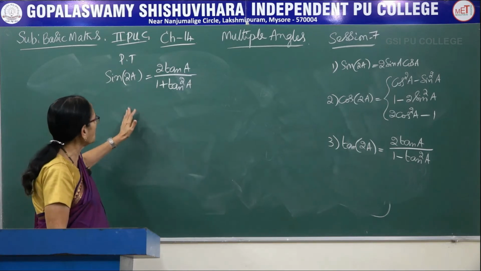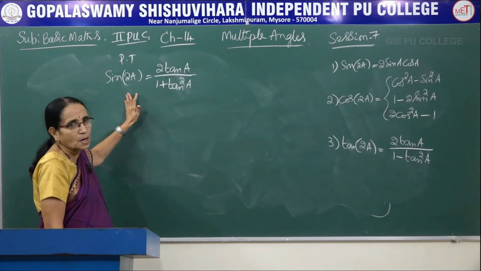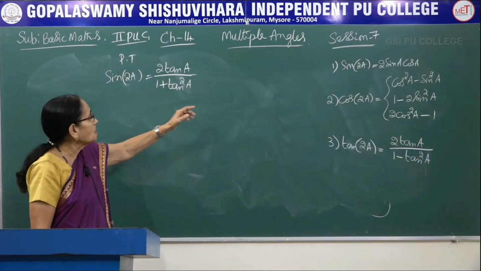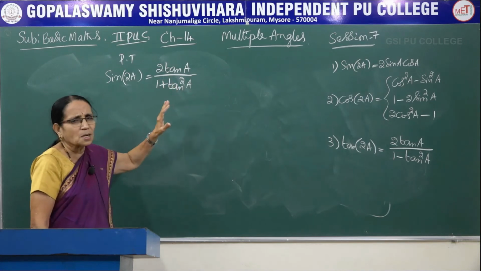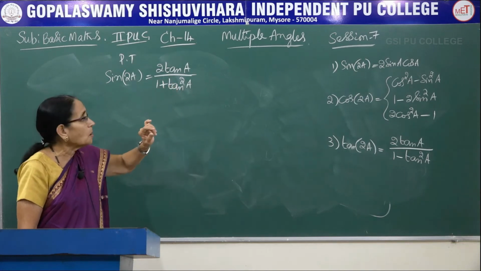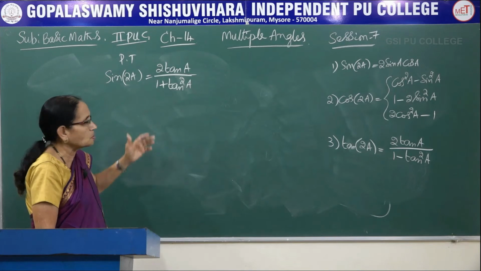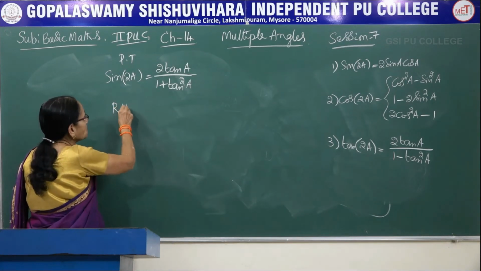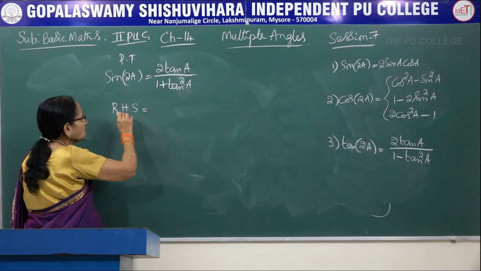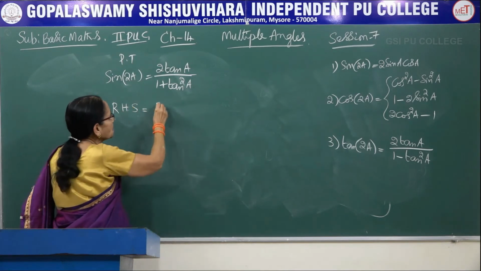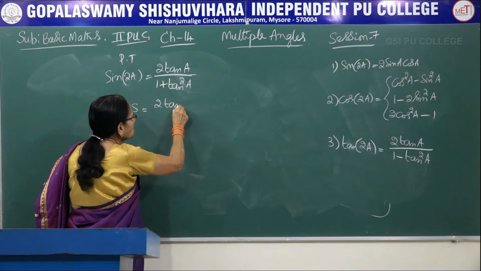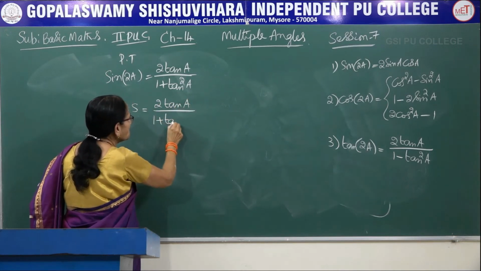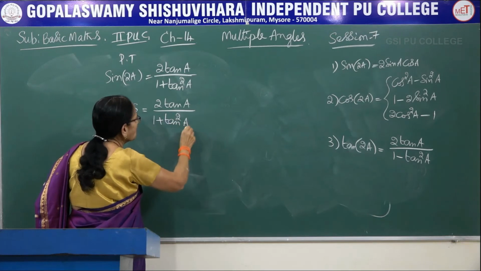In this one also, you can certainly start with the left hand side. Sin 2a can be written as 2 sin a cos a and try to get the right hand side. It will be a little bit difficult. So, in this formula which I am going to prove, I start with the right hand side. What is the right hand side? It is 2 tan a divided by 1 plus tan square a.